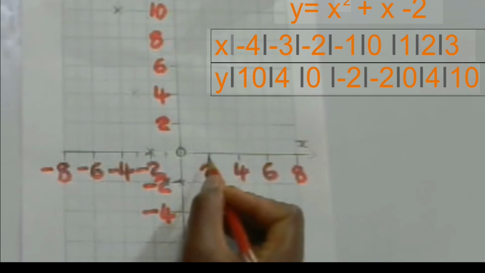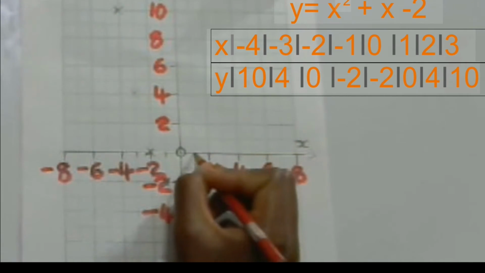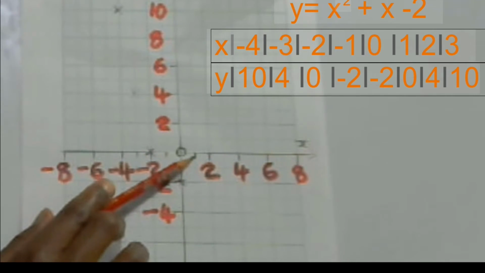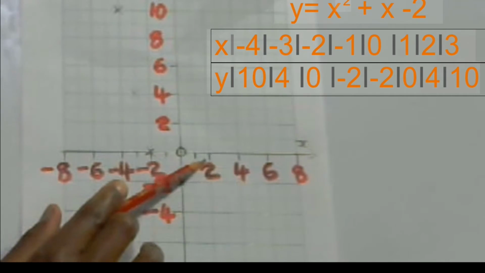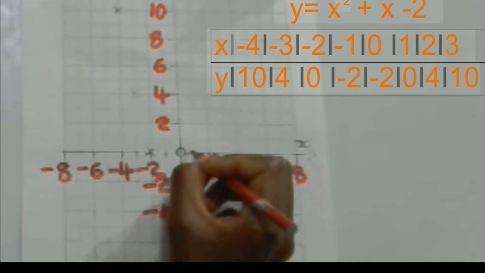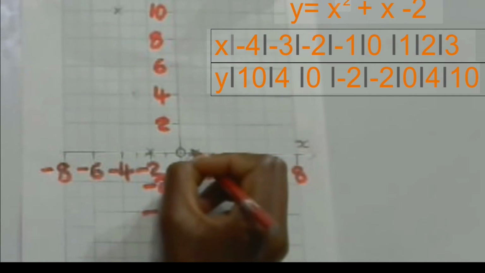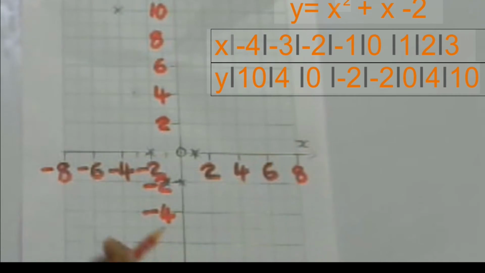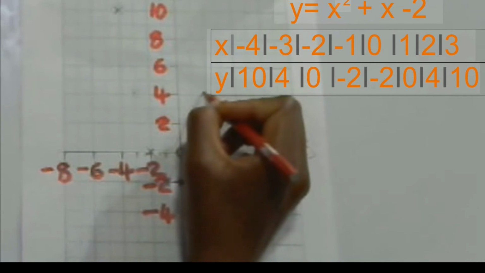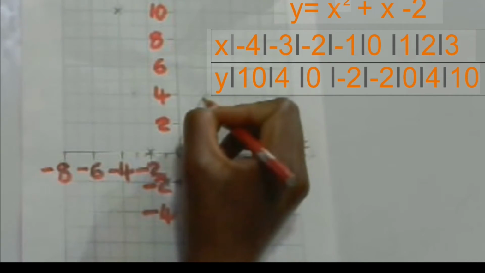And our next point is 1. There is our 1 halfway in between 0 and 2. So 1 and 0 is on the x-axis because the y value is a 0. So it must be on the x-axis. So our next point is 2, 4. So 2 and the 4 goes there.